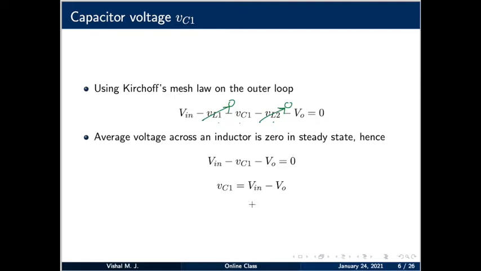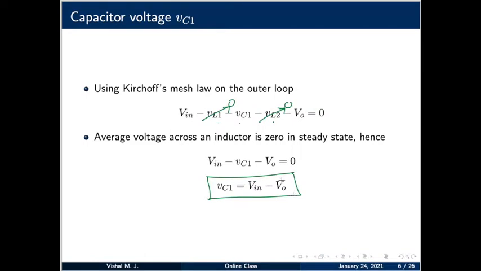So, what is remaining is that your capacitor voltage 1 would be the difference between input voltage and the output voltage. So, Vc1 will be Vin minus V0. Remember, V0 can be less than Vin, it can be equal to Vin, or it can be even more than Vin. So, the capacitor can have positive or negative polarity. We cannot say that until we know the output voltage.